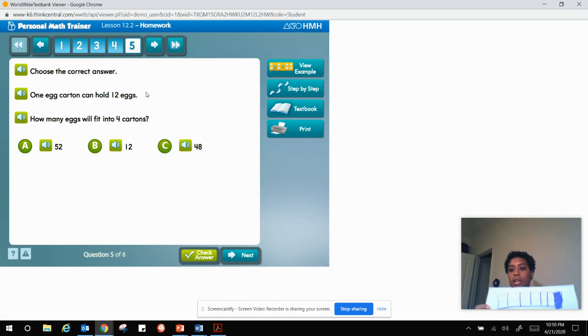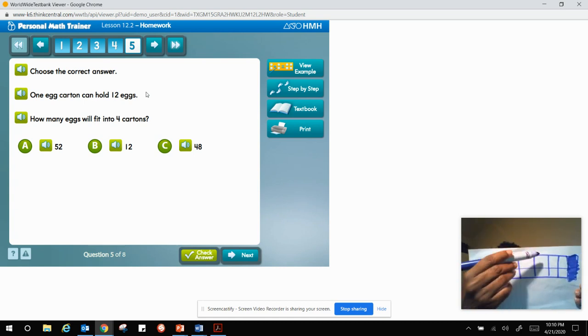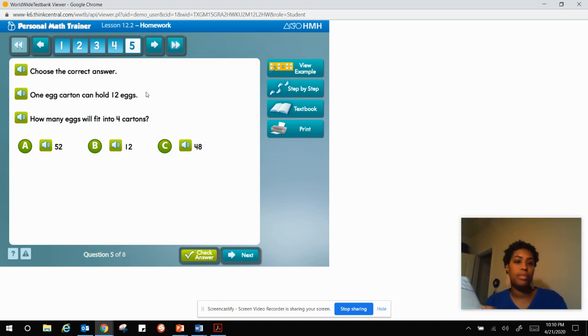All right. I messed up. Don't judge me. So 2, 4, 6, let me see. 2, 4, 6, 8, 10, 12. So 12 eggs in the carton. And then it says how many eggs will fit in 4 cartons. So that means you would draw this how many times? That's right, 4 times.